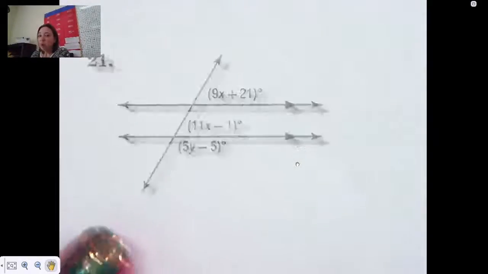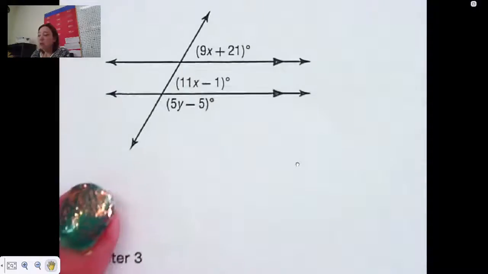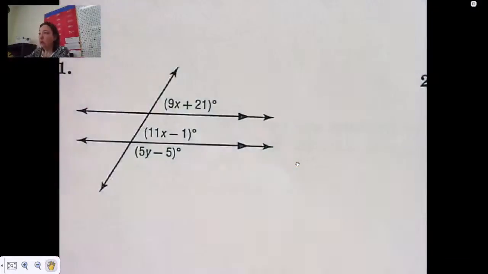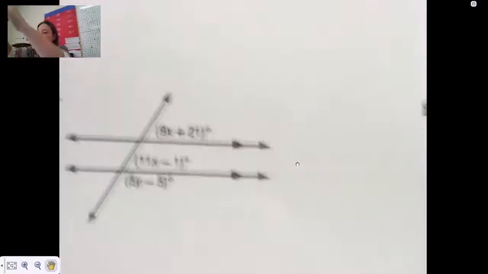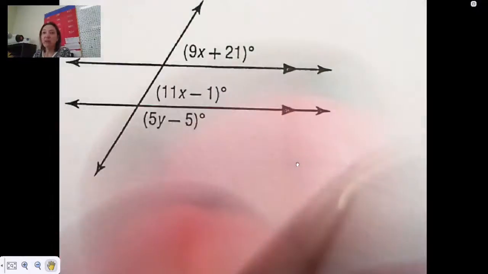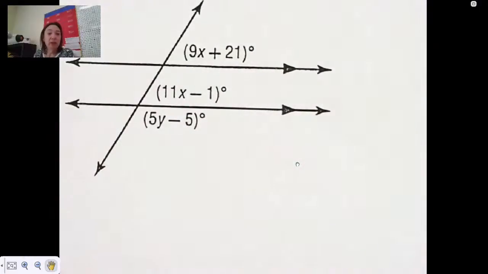Okay, number 21. Now, one of my students in first hour, when they were working on their practice page, got out a protractor and used it. Number 21 is going to show you why you cannot do that, okay? You cannot get out a protractor to do these problems, because, as with all of the work we do this year, these are not necessarily drawn to scale. You have to go by the information they gave you, not what it looks like, okay?